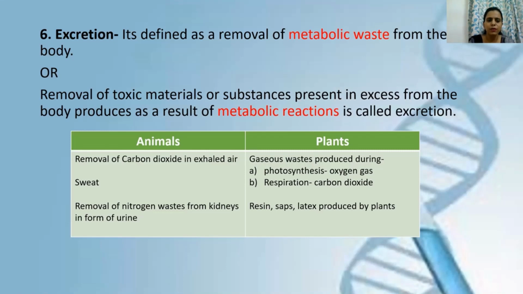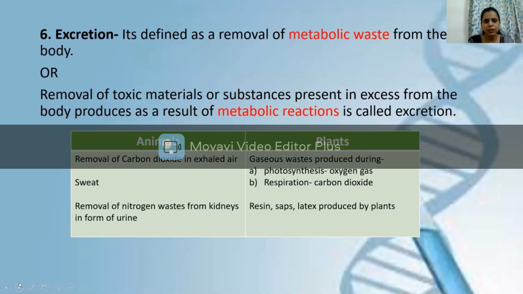Then removal of nitrogen waste from kidneys in the form of urine. Okay, you will learn about this in the excretion chapter in detail, about deamination. So the removal of excess nitrogen waste from the kidney is also an example of excretion.